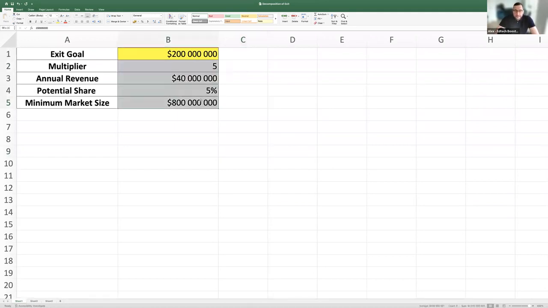You can build this Excel sheet and play with it. So it's pretty simple. Again, you need exit goal, multipliers, annual revenue, which you want to hit at the end of the story, and potential share. And you basically divide it.